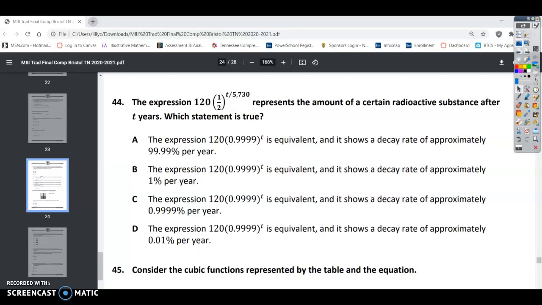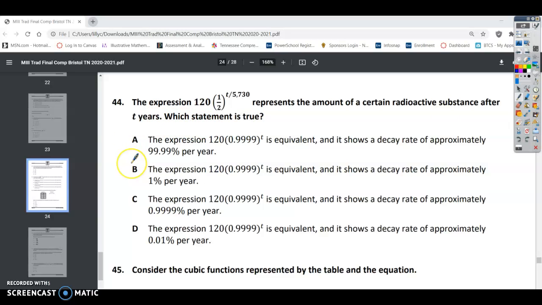Math 3, your final benchmark, question 44. All right, the exponential expression represents the amount of a certain radioactive substance after T years. Which statement is true?